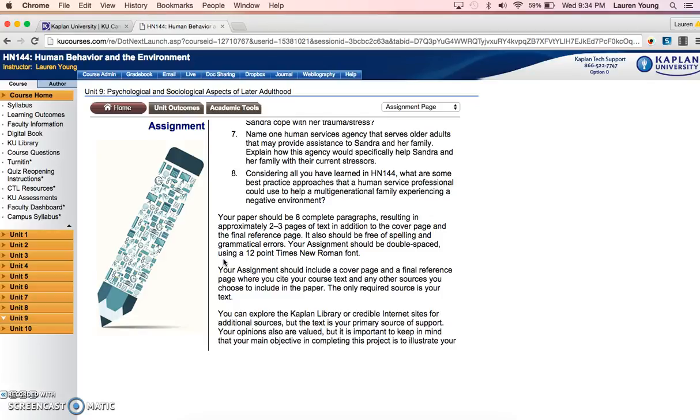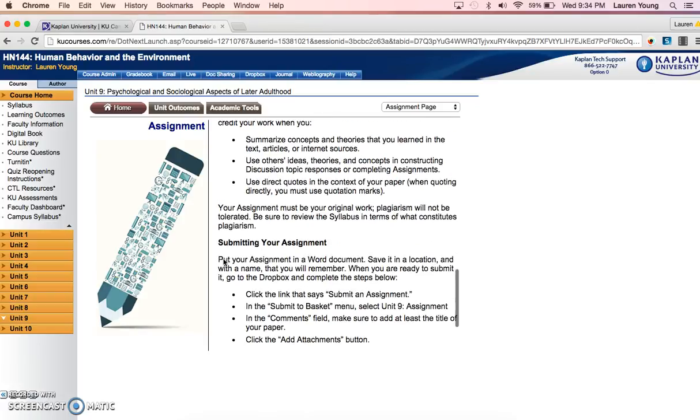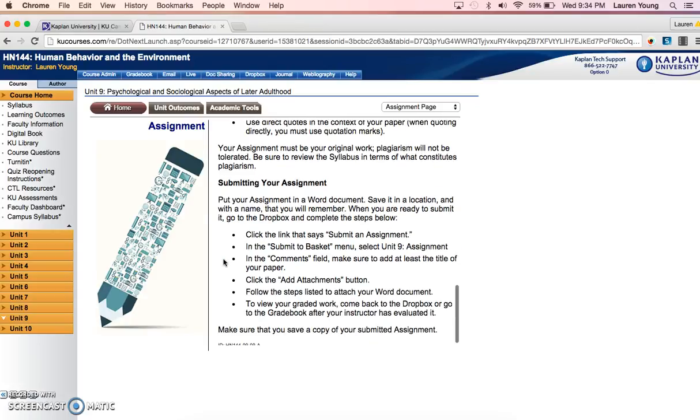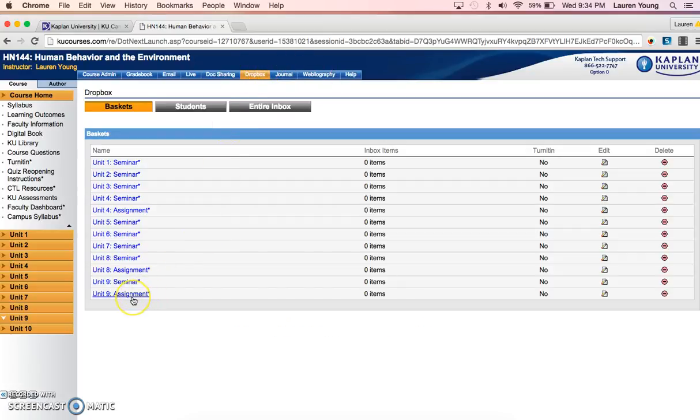You want to make sure your final reference page includes your text and any other sources you choose to include in the paper. The only required source is your text. Make sure that you cite any outside resources to avoid plagiarism. When you're ready to submit your assignment, you'll want to go up to the Dropbox and upload your Word document to the Unit 9 assignment box.